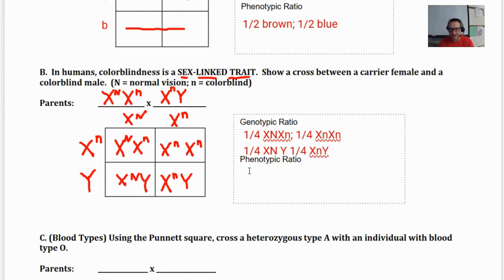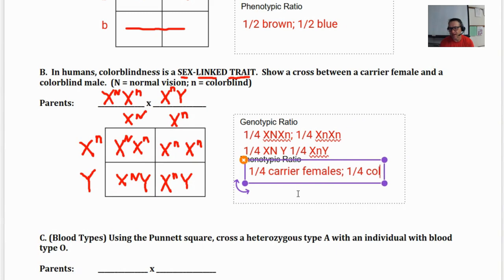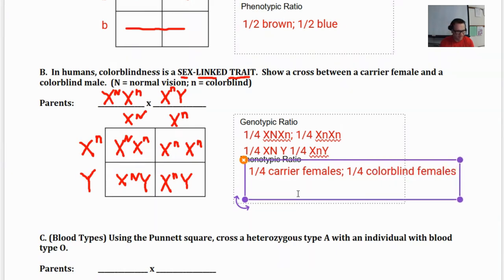Phenotypic ratio. All right, so let's see. Once again, it's going to be 1/4 of everything. 1/4 will be carrier females. Then top right, 1/4 will be colorblind females. Bottom left, 1 out of 4 will be normal males. And the last one, bottom right, 1 out of 4 will be colorblind males. Voila, you do that, I'll give you 6 points.